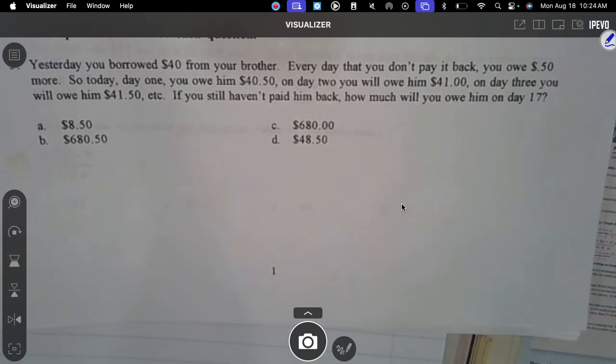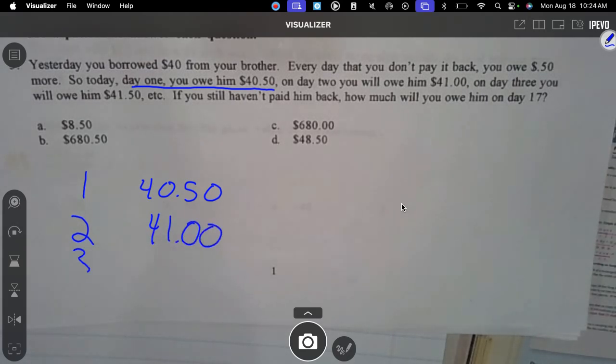So, day 1, you owe him $40.50. Day 2, you owe him how much? $41. Day 3, you will owe him $41.50. If you still haven't paid him back, how much do you owe him on day 17? I think it would just be, you do 17 times 0.5, and you add that to 40. That's the best way.